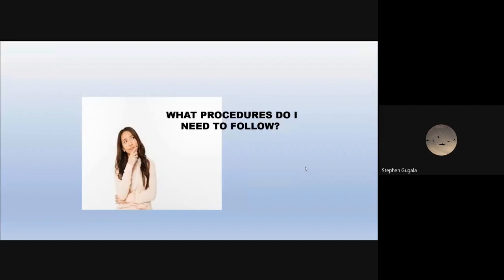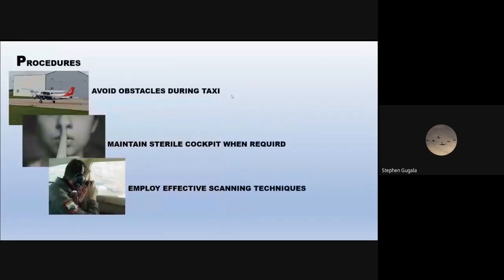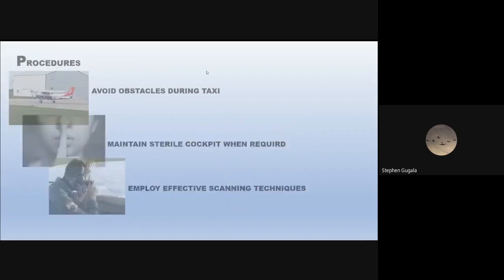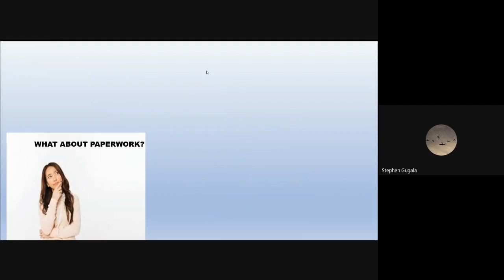What procedures do you need to follow? You as the scanner, prior to getting your eyes on the ground, need to help the crew with avoiding obstacles during taxi, maintain the sterile cockpit when required, and we'll talk about more of that during crew operations. Employ effective scanning techniques. Those are your procedures. The third P. The fourth P. And it's the rest of the presentation, because in any bureaucracy, there's plenty of it.